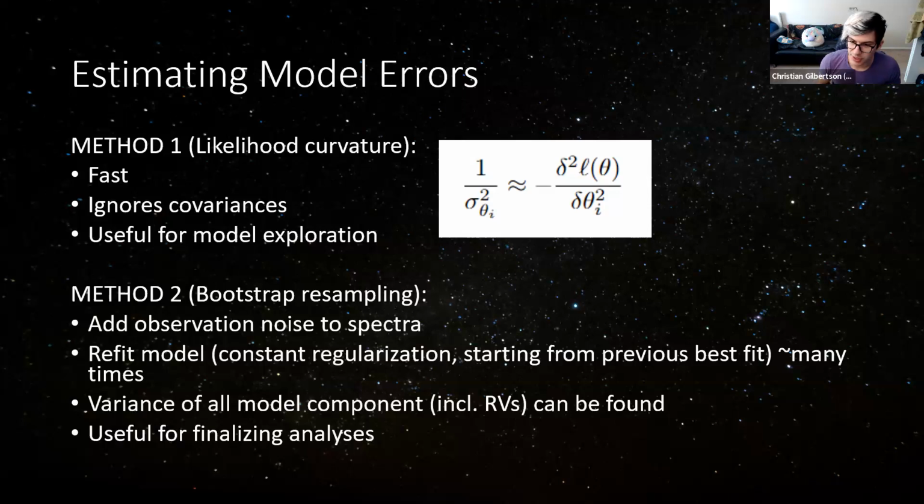The second way we do it is via bootstrap resampling, where we add additional observation noise to the spectrum and refit the entire model many times to get a distribution of final model parameters. This enables us to estimate the full model covariance, but it's much slower. But it's useful for getting finalized results that are a little more robust.